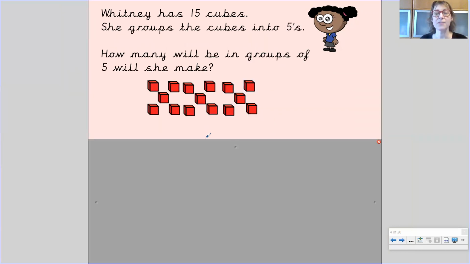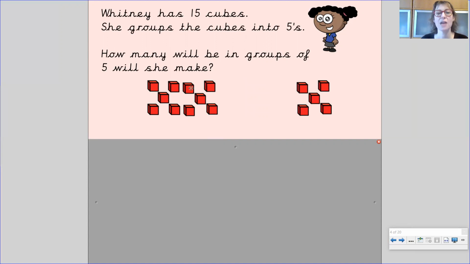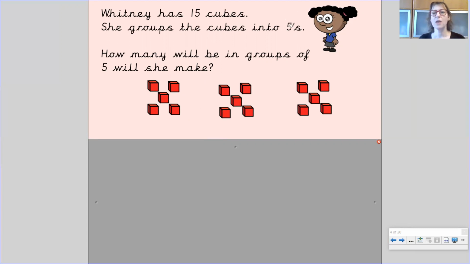So Whitney has 15 cubes. And she's going to put them into groups of 5. So not 5 groups. She's going to put them into groups of 5. So she's going to take 5 and make it into a group. She's going to take another 5 and make it into a group. And then she's going to take the last 5 and make it into a group. So you can see she has got 3 equal groups. Because she's grouping them in 5, we could use our 5 times table to help us get to 15. So 15 is our answer because that's how many cubes we've got all together.